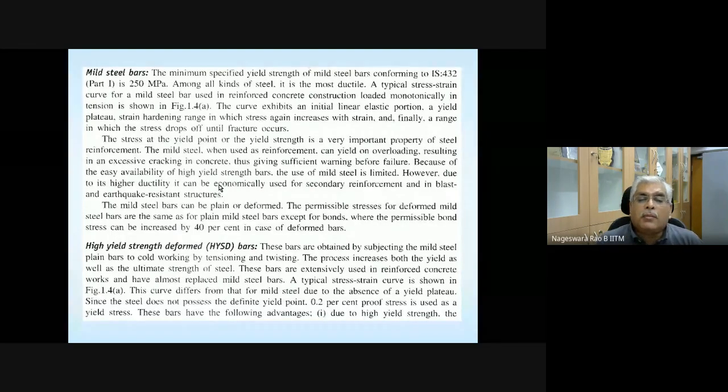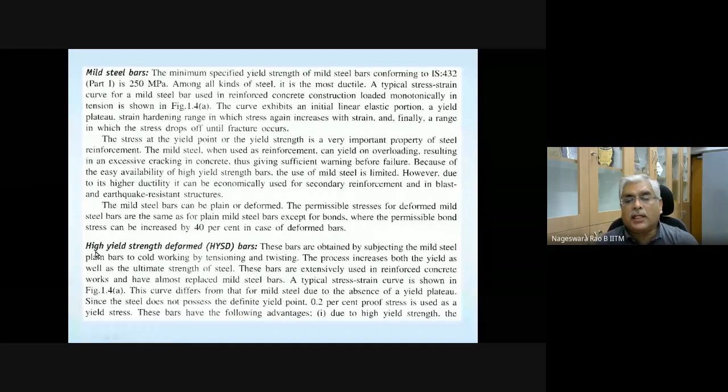Mild steel bars can be plain or deformed. Permissible stresses for deformed mild steel bars are the same as plain mild steel bars except for bond. For mild steel bars which have protrusions or deformations on the surface, the bond stress can be increased by 40%, similar to that of deformed bars. Anyway, once we start seeing some design examples, at that time maybe it will be clear for you.